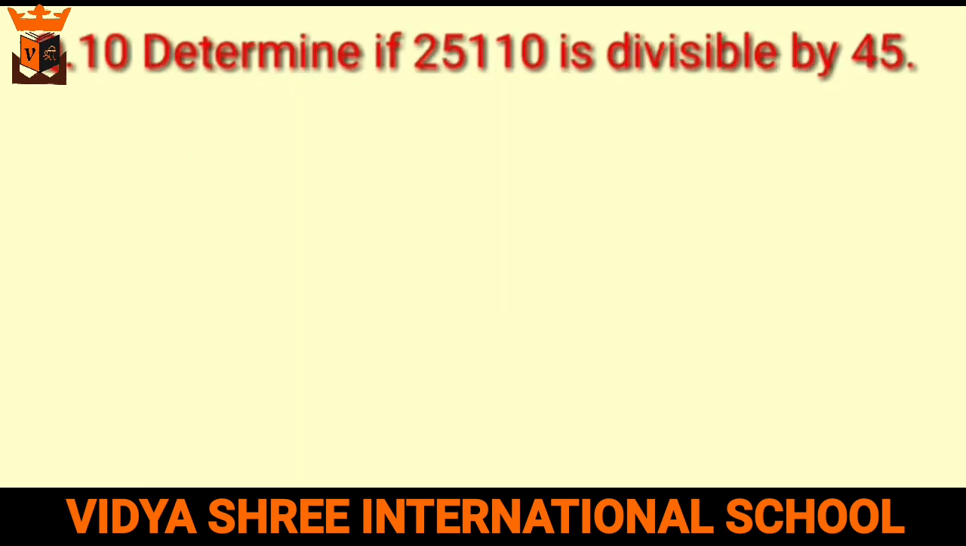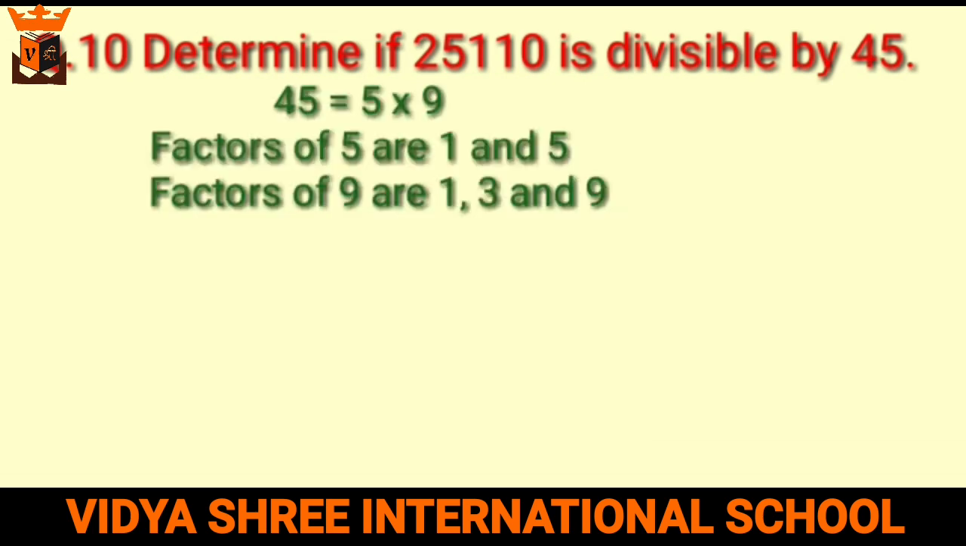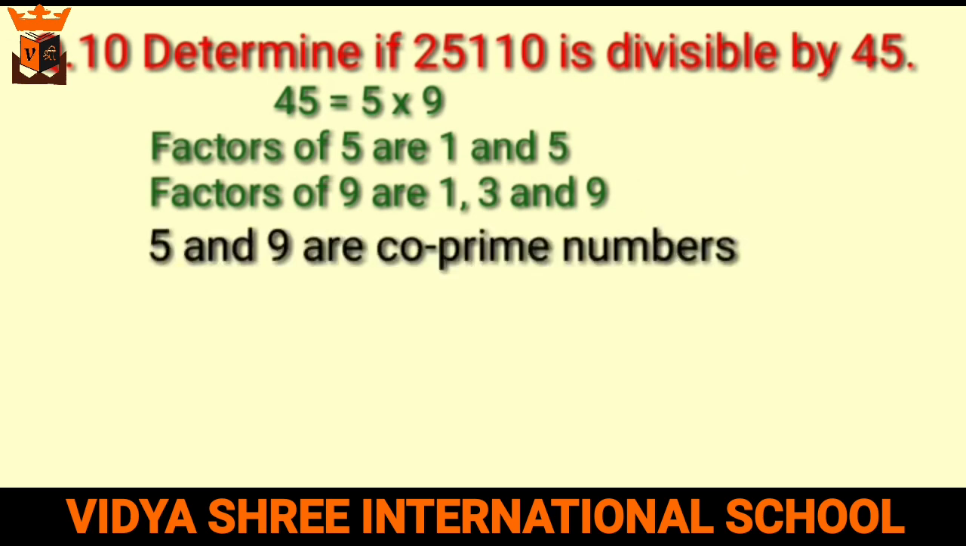Question number 10 is, determine if 25,110 is divisible by 45. 45 we can write as 5 multiplied by 9. And the factors of 5 are 1 and 5. And the factors of 9 are 1, 3 and 9. Here 5 and 9 have only 1 as a common factor. So 5 and 9 are co-prime numbers.